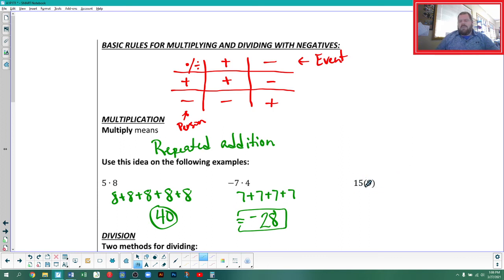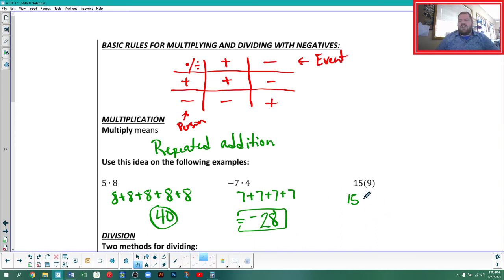15 times 9, positive times a positive will be a positive, so we don't really have to worry about signs there. And 15 times 9, that's like 15 added together 9 times. And that might be easier. Oops. Yikes. I don't like that.